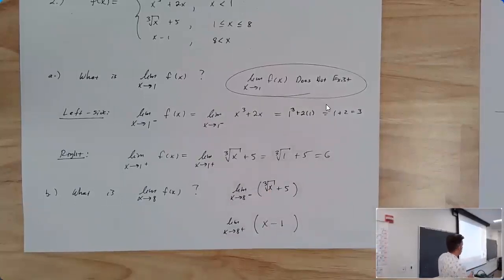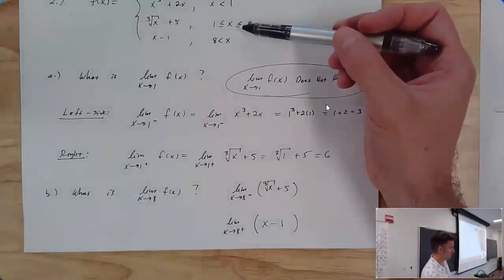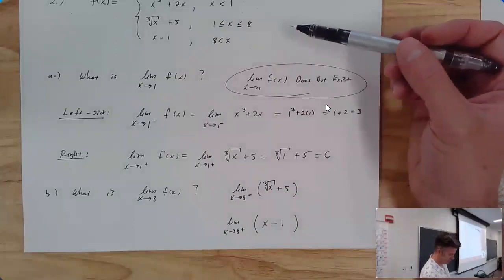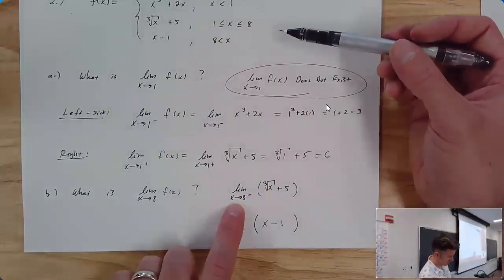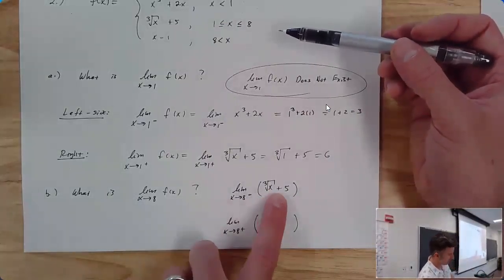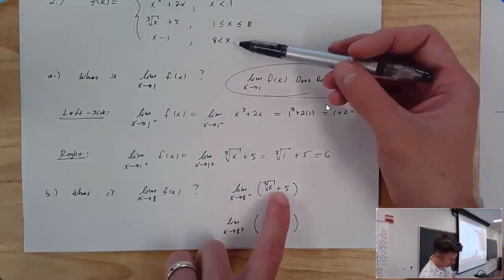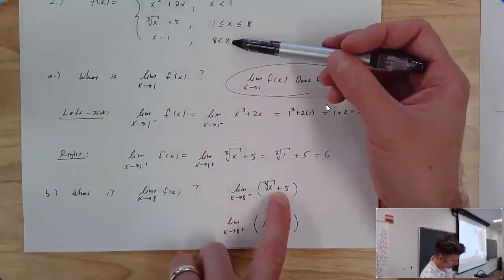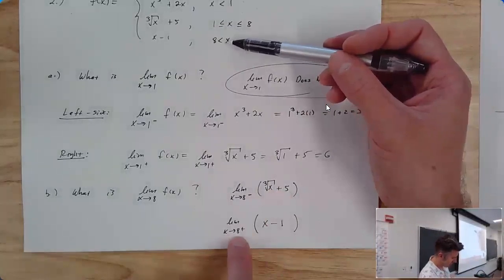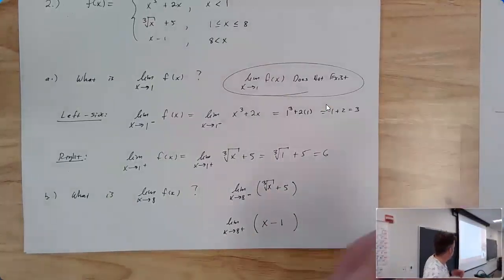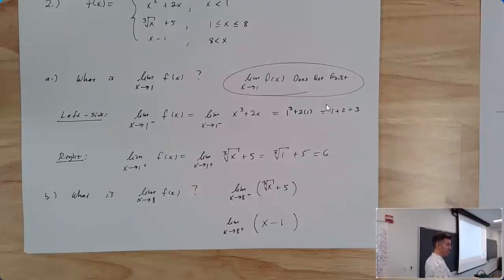So if we're approaching 8 from the left, we should be using the piece of the function where x is less than 8, which is this middle piece. So the limit as x approaches 8 from the left should be the limit of the cube root of x plus 5. And as we're approaching 8 from the right, it should be where x is larger than 8. So we should be doing the limit as x approaches 8 from the right of x minus 1. And then we can evaluate both those limits simply by plugging in our x value.